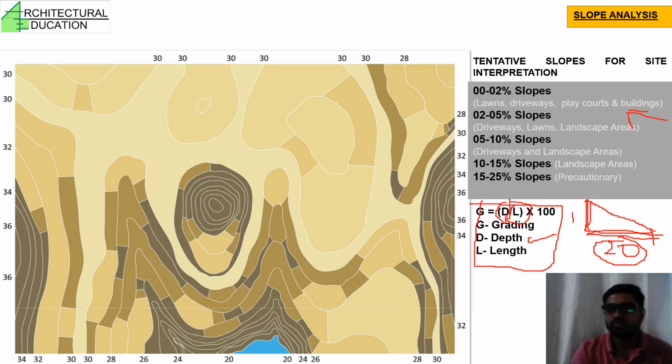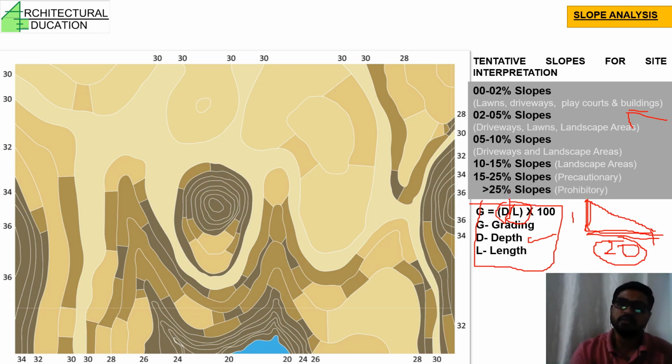Next one is 15 to 25%. From here on, after 15, we have to be a little bit precautionary. We can use it as a part of steps, or as a part of vertical circulation or trekking or any such activities. But we have to be a little bit precautionary at this stage.